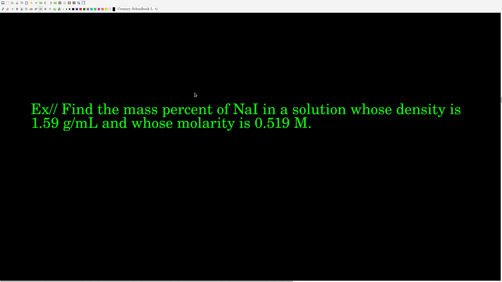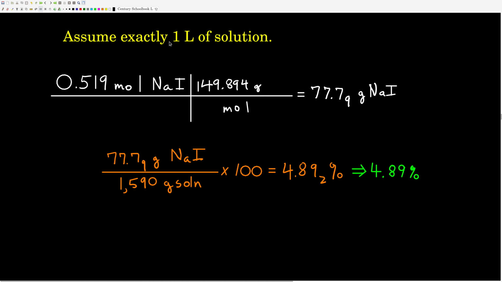All right, welcome back. So assuming 1 liter of solution, that means if it's 0.519 moles per liter, we know that we have 0.519 moles of sodium iodide. Remember we need the mass of the solute over the mass of solution times 100. So to get the grams of the sodium iodide, we just multiply by its molar mass, and that gives us 77.8 or so grams.